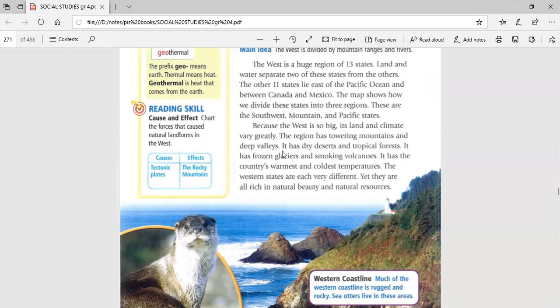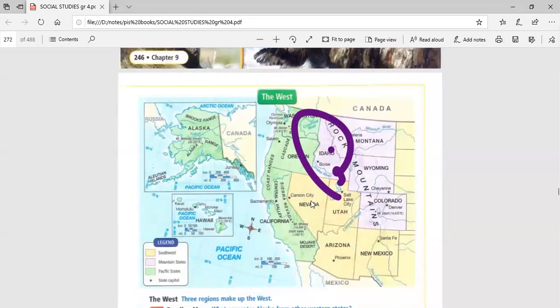Also, we could find that the West has mountains, valleys, desert, tropical forest, and many kinds of physical features. It also has frozen glaciers and volcanoes. It has different temperatures, the warmest and the coldest in some areas. It has many natural resources. This is the general idea about the West.